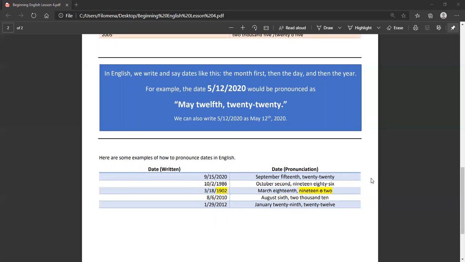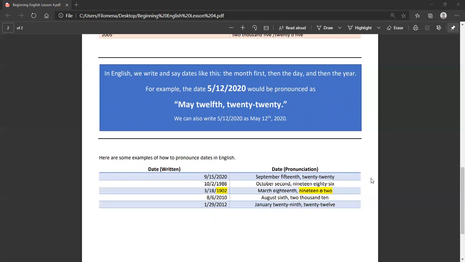For example, if I have the date abbreviated this way with numbers, 5/12/2020, I would say, okay, 5 is the month, the 5th month is May, 12 is the day, the date, so that's 12th with the ordinal number, and the year is 2020. So what would I say? May 12th, 2020. Or I could say May twelfth, twenty twenty.